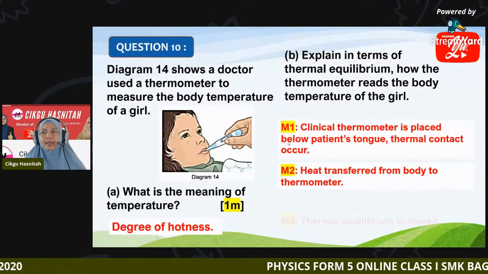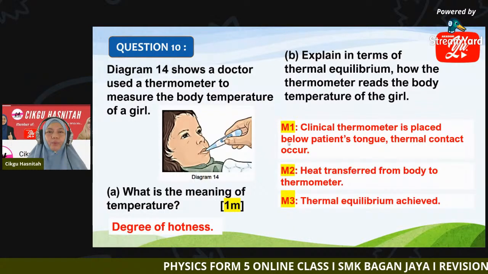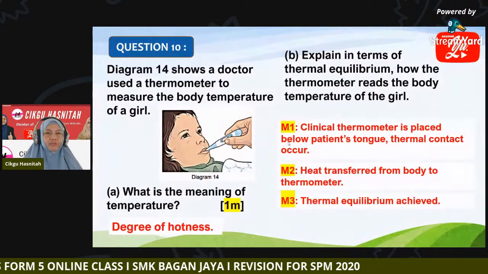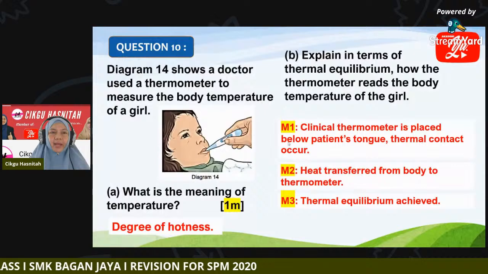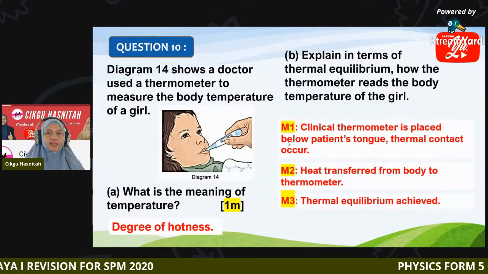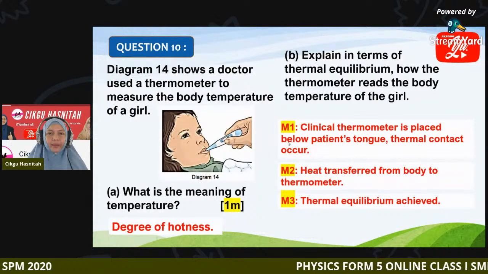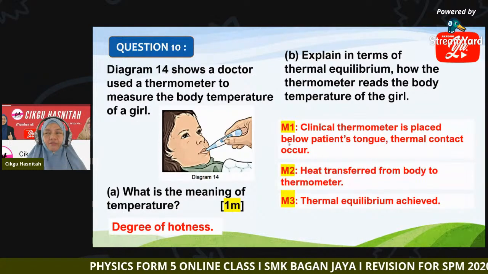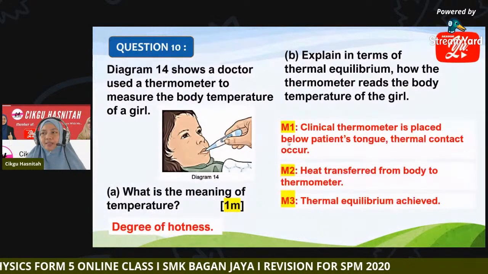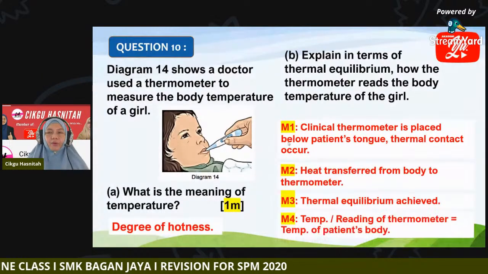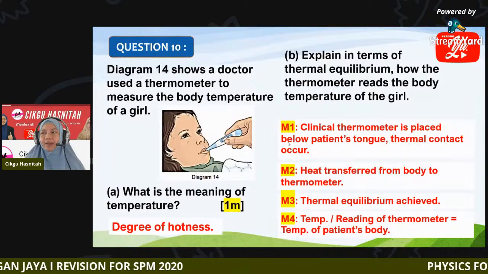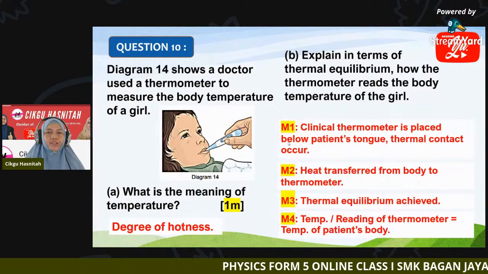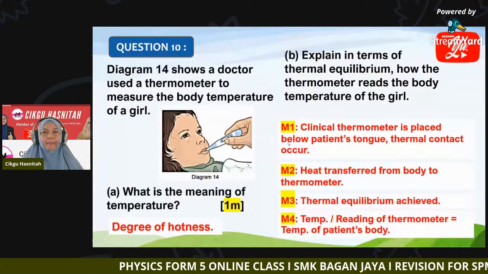And next, what happened? After a little while, thermal equilibrium will be achieved, where now the net flow of heat is zero. Point number 3, thermal equilibrium achieved. You can add net flow of heat is zero. So by this, the reading of the thermometer will show the temperature of the patient's body.